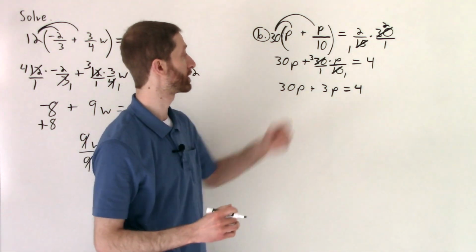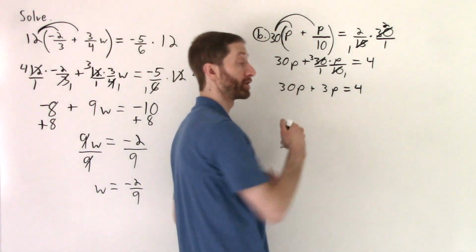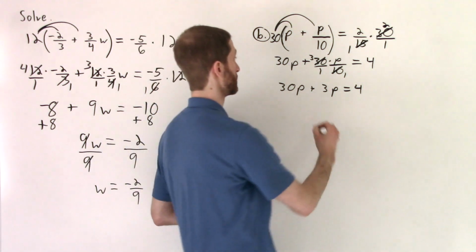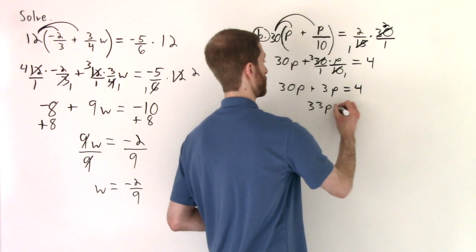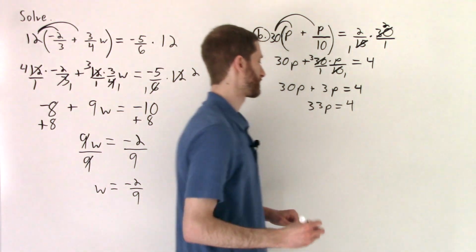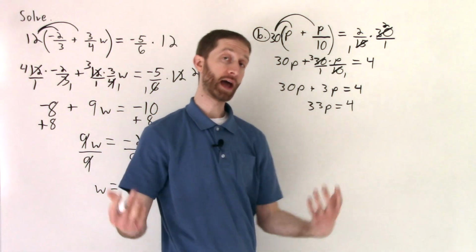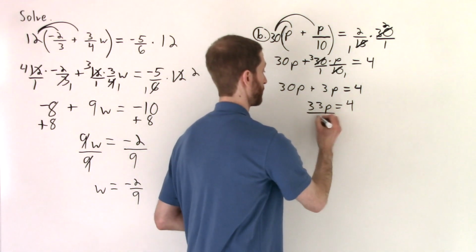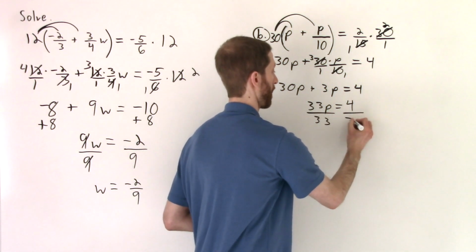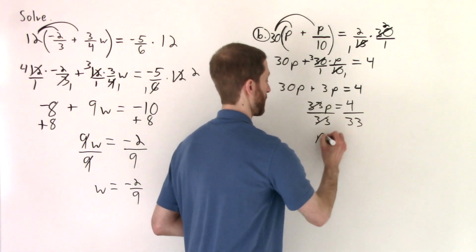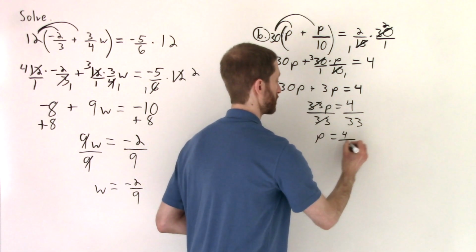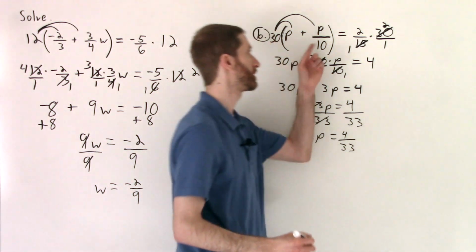Now notice we've got like terms, so we are going to combine those. 30p plus 3p is equal to 33p. Beautiful. And so now we divide both sides by 33 to isolate p. That's awesome. And note that the 33s divide out, so we're in good shape. And we're left with p equals 4/33, which was the answer to the original problem that we did in the previous video.